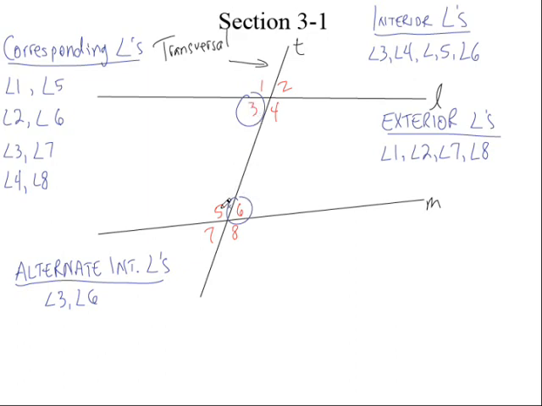Look at 3 and 5. 3 and 5 aren't complete opposites of each other, are they? Because they're on the same side of the transversal. 3 and 6 are on different sides of the transversal.